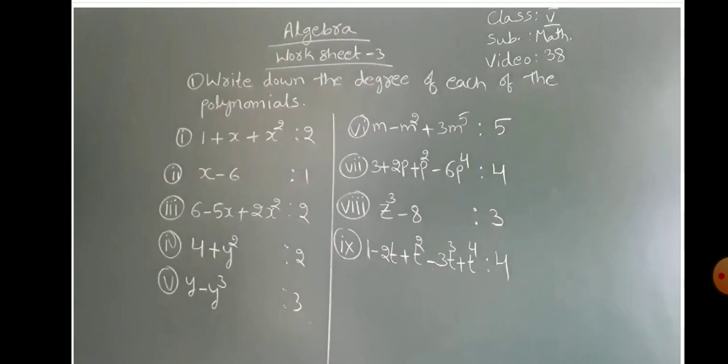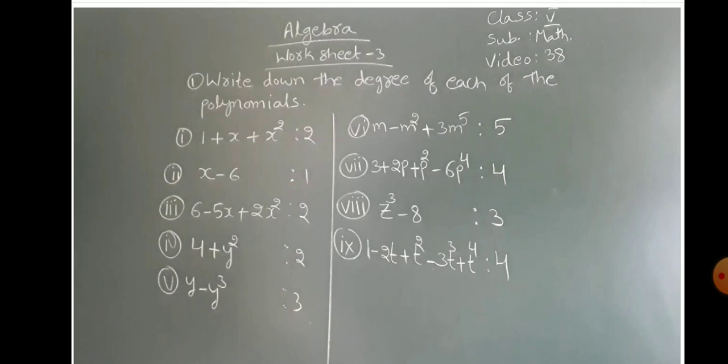See, the first question is based on the degree of the polynomial. So first of all we have to know what is meant by degree. The degree of a polynomial is the sum of the powers of the variables. Here we have two cases: if the given polynomial has only one term, and if the given polynomial has more than one term.